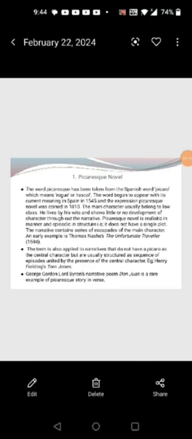Next, the term is also applied to narratives that do not have a picaro as the central character. So, it is not necessary that the picaro or a rogue has to be the central character of the novel, but it can also be structured as a sequence of episodes united by the presence of a central character. So there can be a sequence of episodes with one central character in all of them, and that kind of narrative can also be called picaresque. The central character may or may not be a picaro. For example, Henry Fielding's Tom Jones.